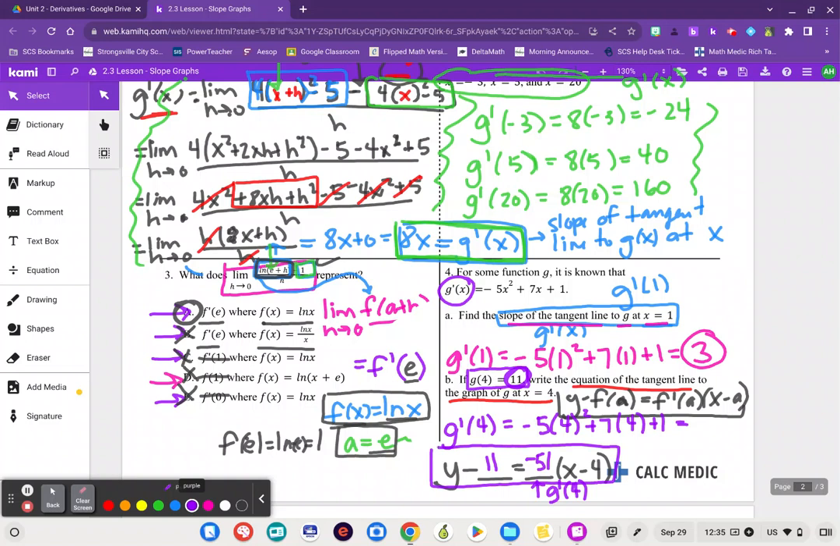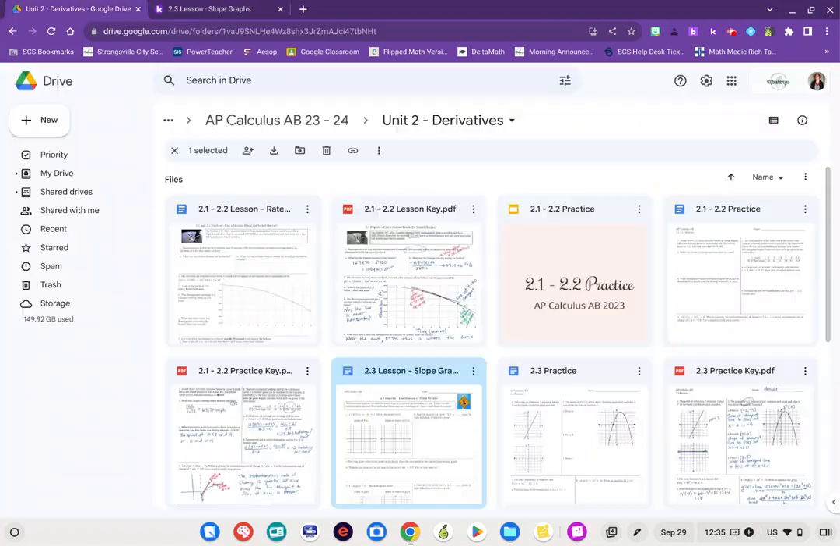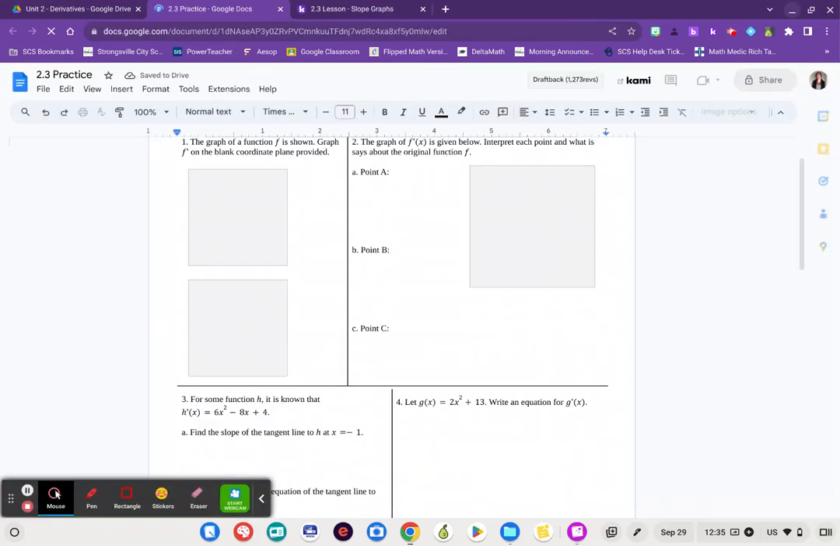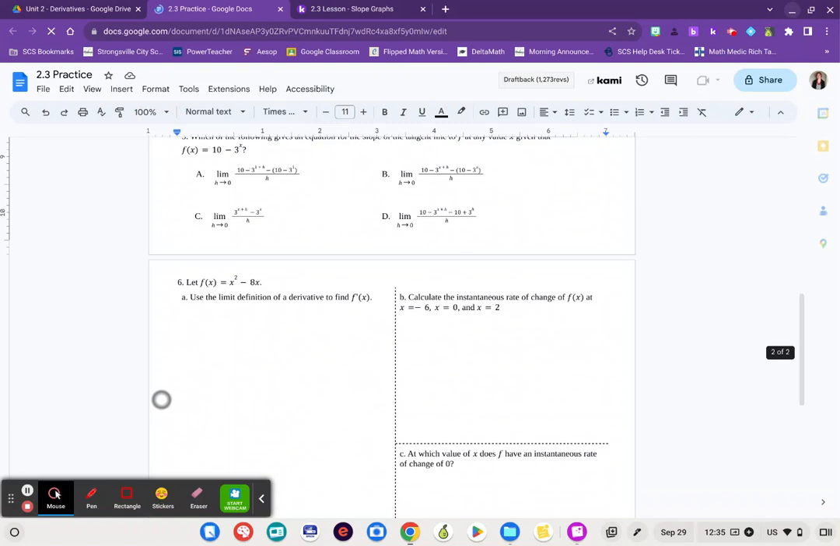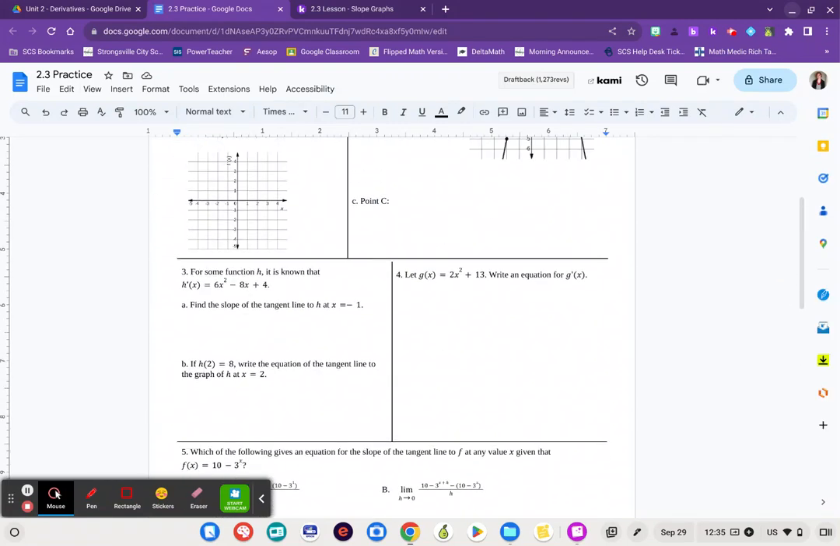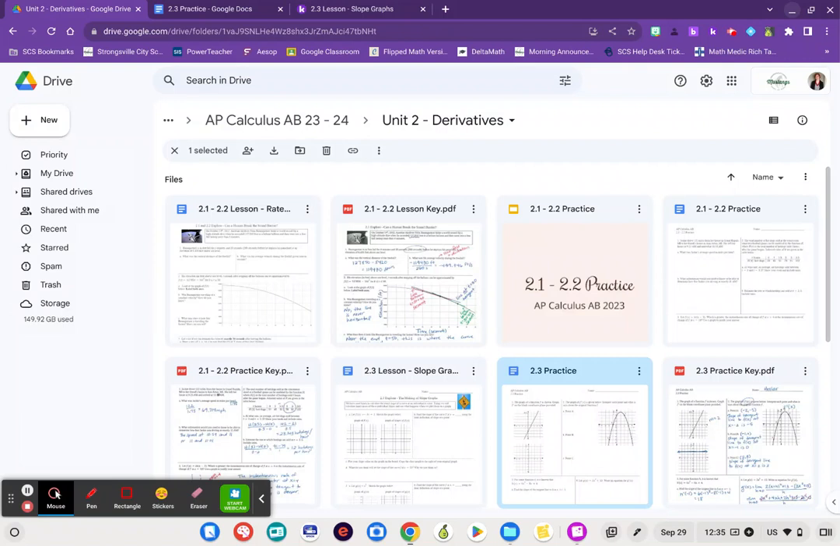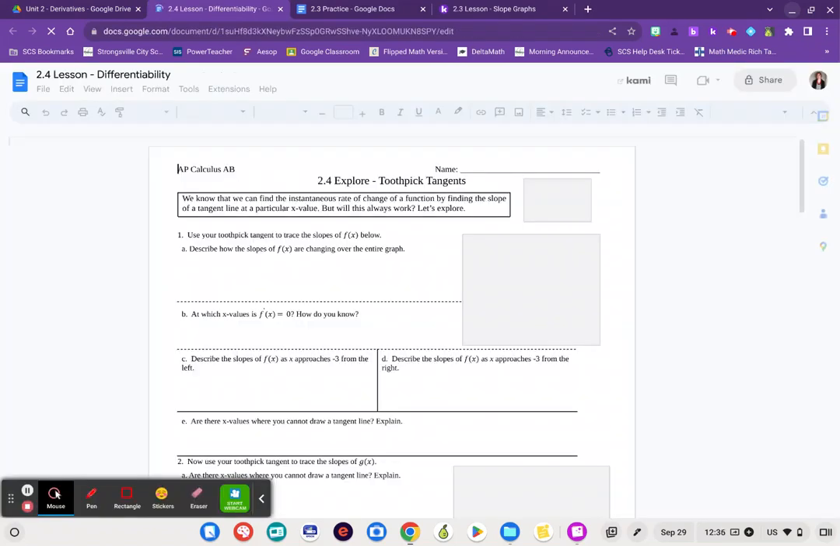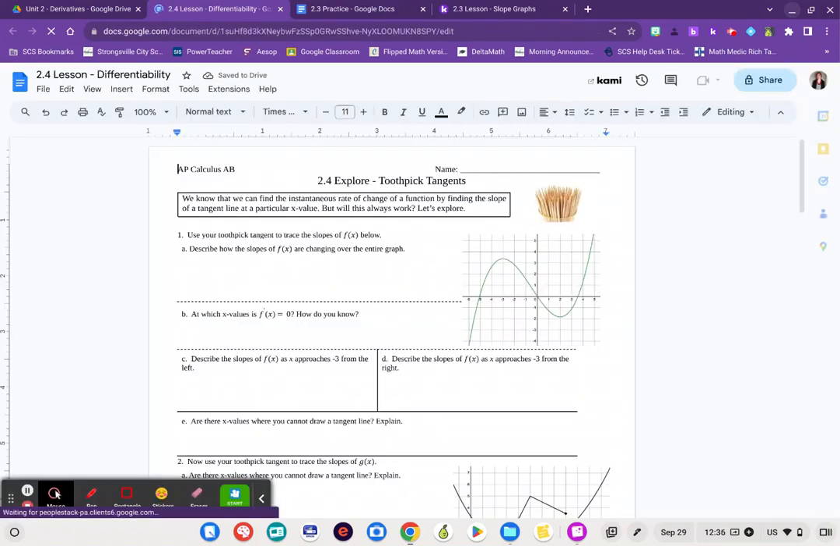I think that's everything that we need in order for you to work on the practice. So your job is to work on the 2.3 practice. It is a front and back. Use everything that we did in the 2.3 lesson to help answer questions here. The other thing I need you to do, since we are a little behind, is I need you to take a look at that next lesson. It's the 2.4 lesson. I only need you to work through this front side.